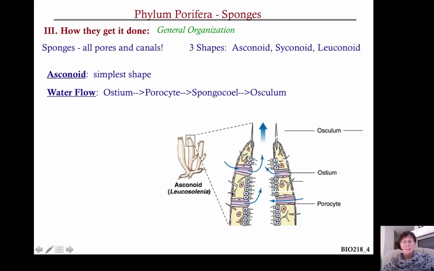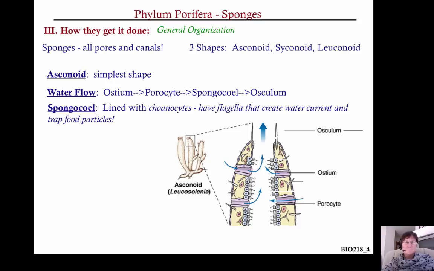We're going to talk about some of these different cell types that you're seeing here in just a moment and tell you what they do. But just to give you a punchline, these cells right here are called choanocytes, and these little flagella are actually beating to make a water current. The flow is drawing water in and then out through the osculum by virtue of those flagella moving. So the spongocoel is lined with these choanocytes.